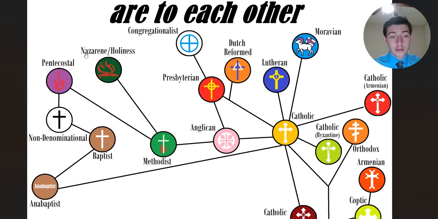So, the classical Protestant traditions are obviously a lot closer to Catholic than they are to some of the more radical Protestant groups like Baptist or Pentecostal, because the classical Protestant traditions are based directly on the beliefs of the Reformers, and these more radical Protestant groups are based indirectly on the beliefs of the Reformers.